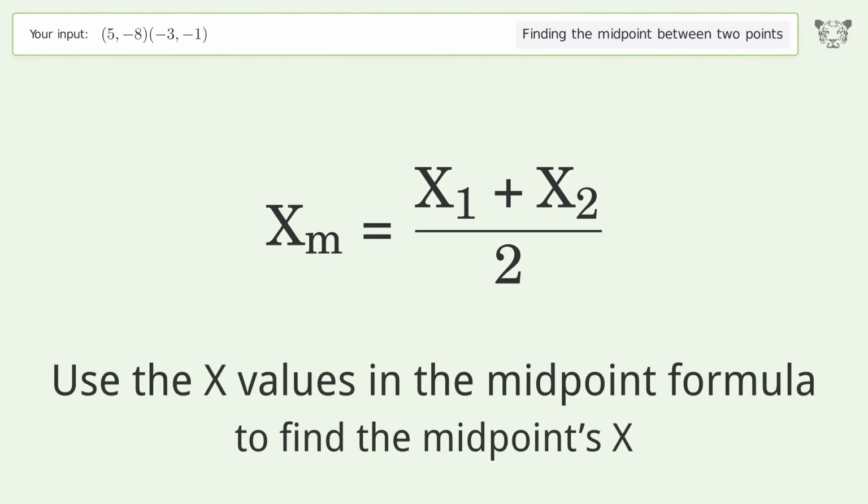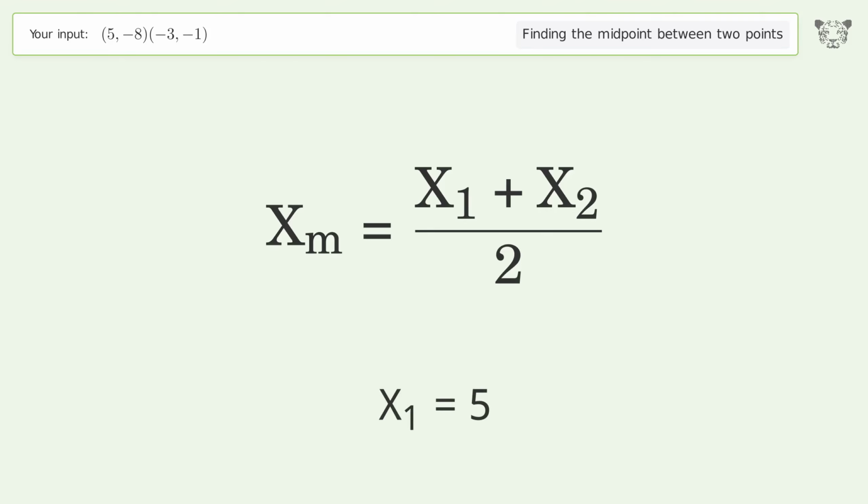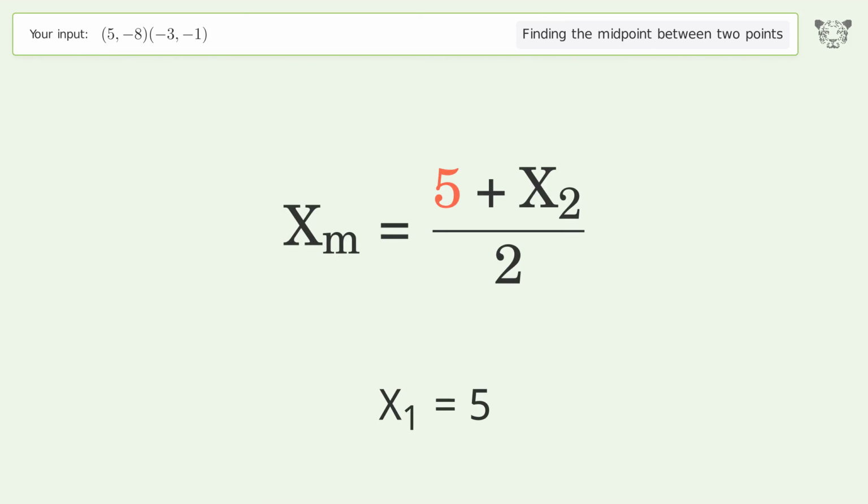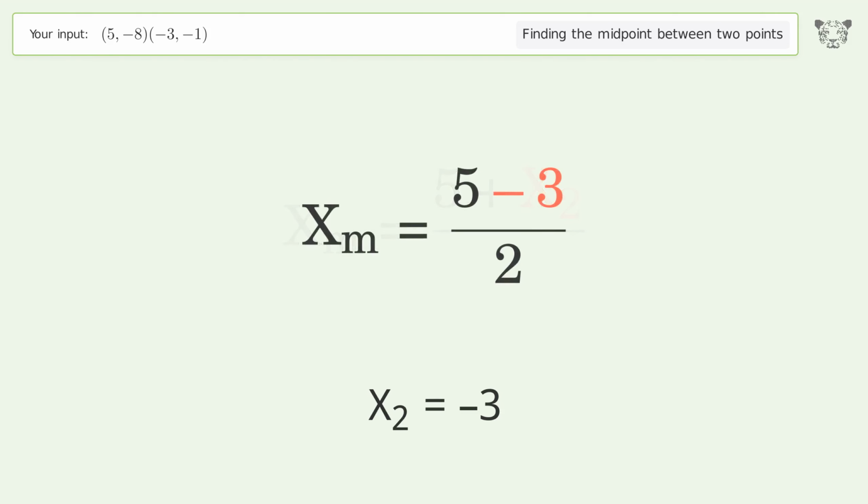Use the x values in the midpoint formula to find the midpoints x. x1 equals 5. x2 equals -3. Simplify the arithmetic.